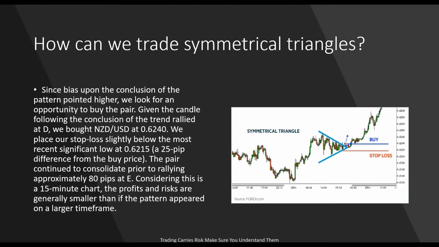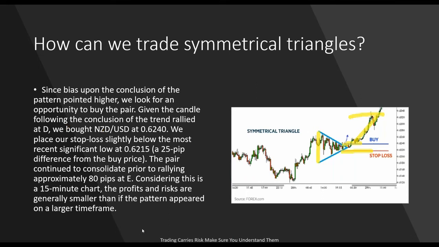Okay. Since the bias upon the conclusion of the pattern pointed higher, we look at the opportunity to buy the pair. So in other words, we got the breakout here. We're looking for the opportunity to buy. 1, 2, 3 candles. We would have bought at this level. We could have set our profit point at this level, and we would place our stop loss at the lowest low of the candle in that wedge at the breakout point.